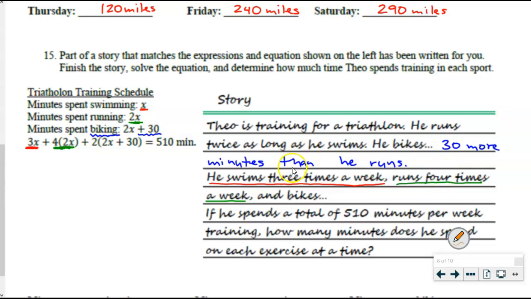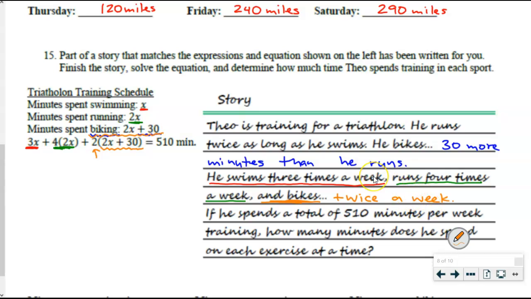And lastly, and he bikes, fill in the blank. Remember, this is how much time he spends biking, the 2x plus 30. Where am I going to figure out how much he bikes? Davin. Twice a week. Yeah, outside of the parentheses, there's a 2 showing this biking amount is happening 2 times. So he bikes twice a week. Finishing up the story there.